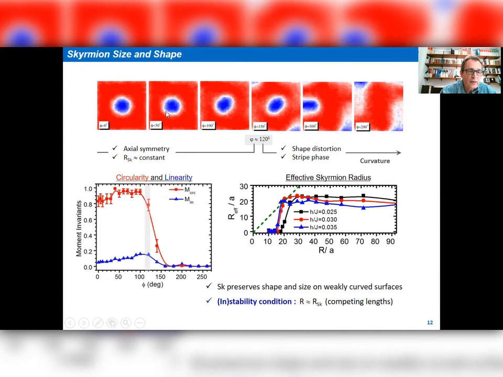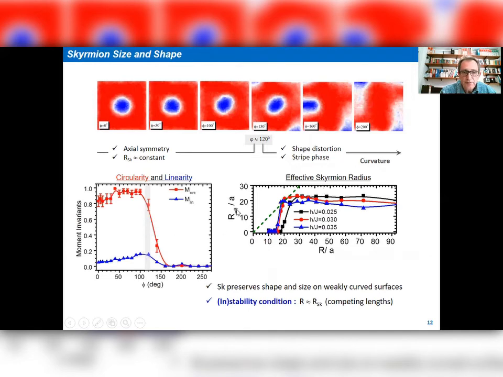What happens when you start wrapping it around a cylinder? We can see that initially the shape is preserved, but above some angle, the skyrmion weakly deforms and then annihilates. If you follow the values of circularity and linearity, we can see that circularity remains almost constant around 1 below this angle where deformation starts, and the linearity has very small values except for a small hump near the angle that deformation occurs. So this picture is quantified nicely with these two invariant moments.